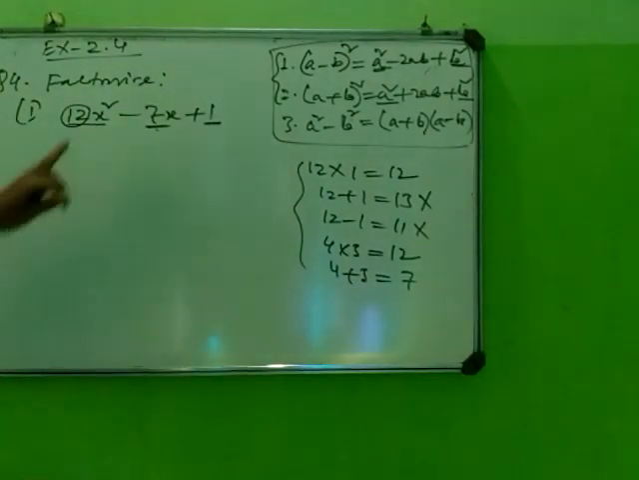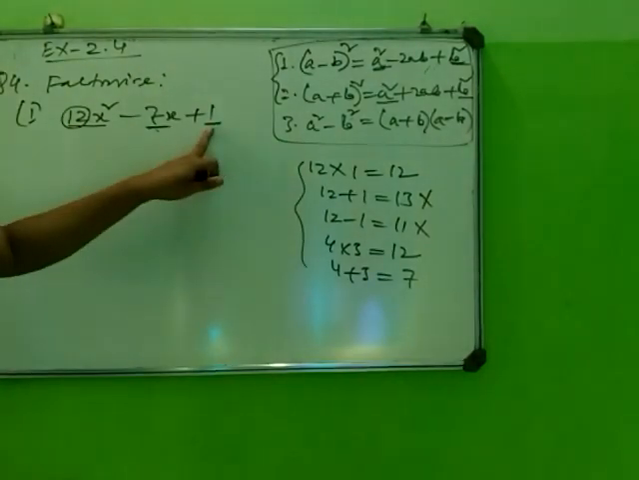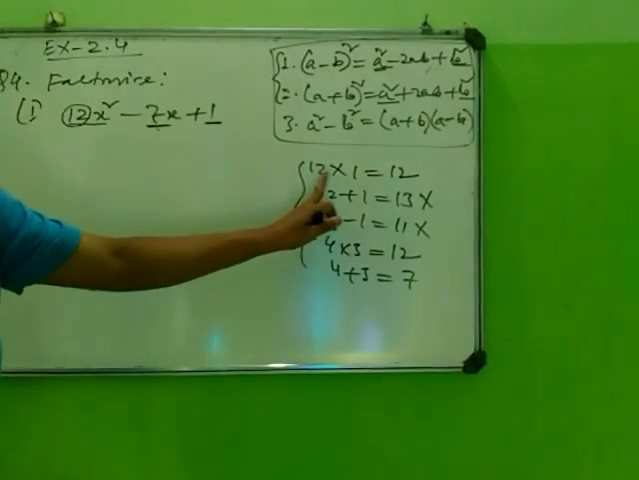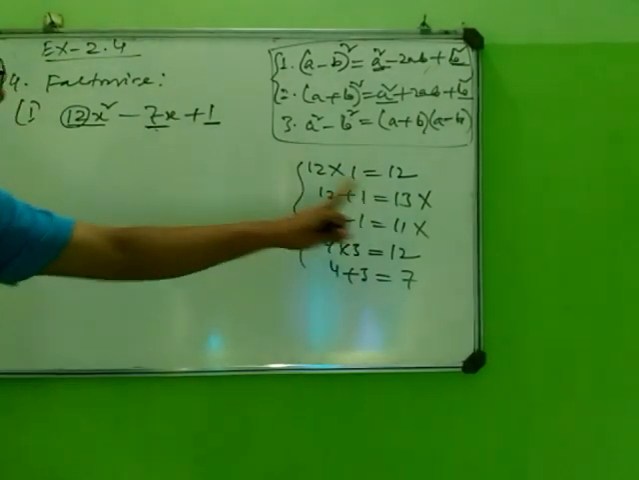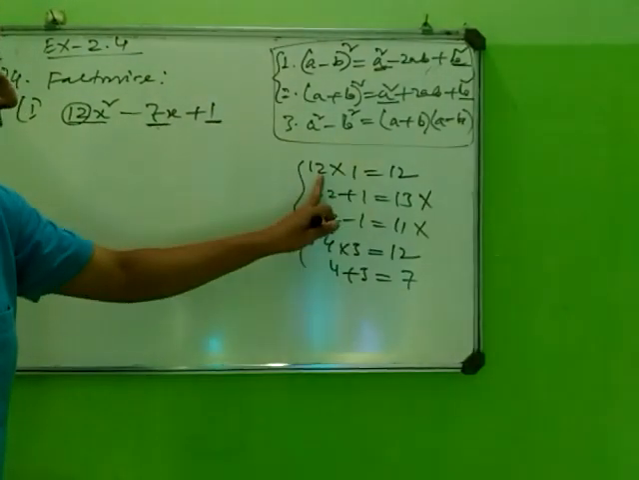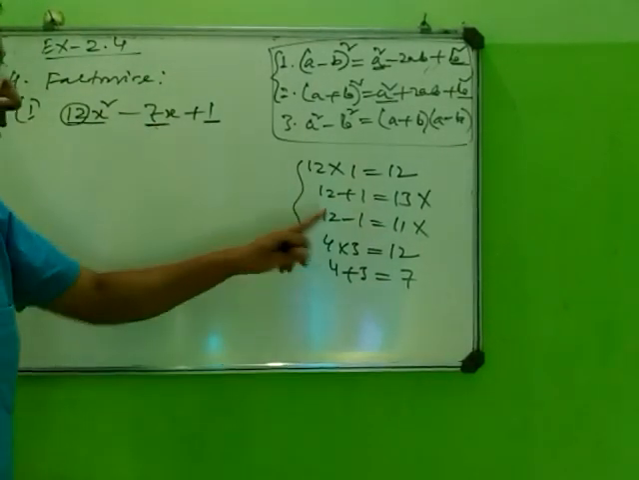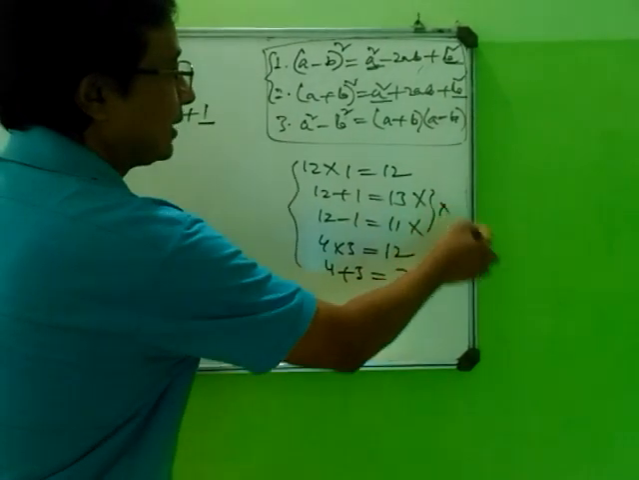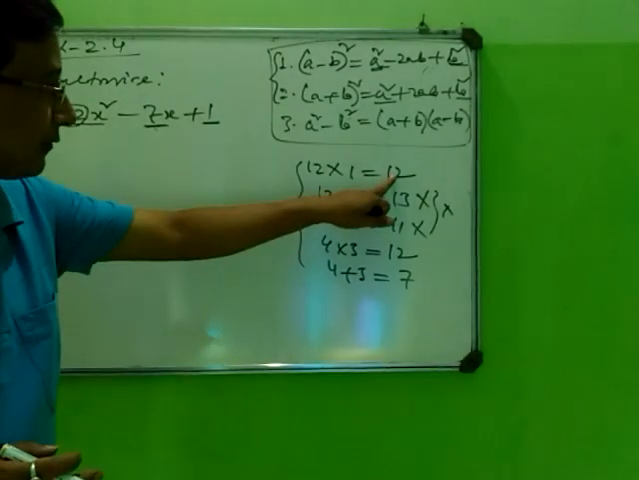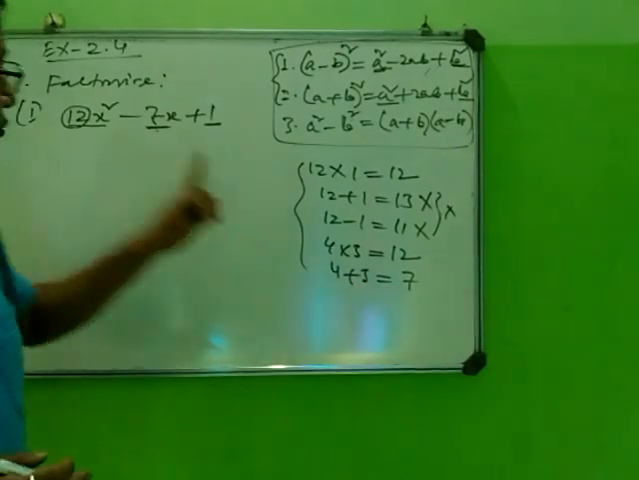How to do? You will take the coefficient of x squared, that's 12, and you take the constant. Then 12 into 1, 12. Now you add these: 12 plus 1, 13, but you need 7. So it is rejected. Then 12 minus 1, 11, but there is 7. So rejected. Next you take a different pair, multiply them so that you get 12. 4 into 3, 12. Now you add these: 4 plus 3, 7. So you got 7.